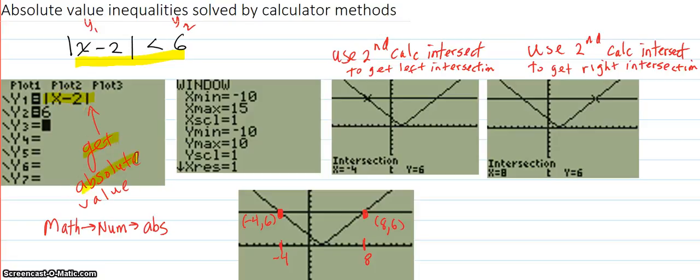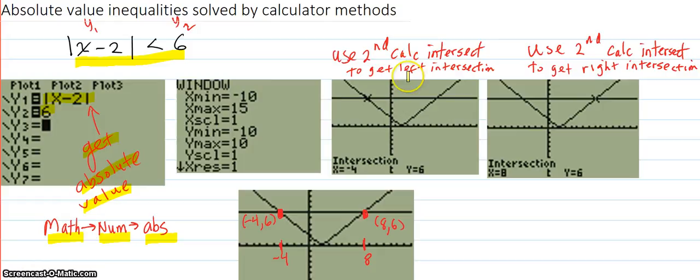You get the absolute value bars by going to the math key, arrowing over to number, and then choosing abs for absolute value. That's how you get the absolute value bars, and then there's a blank space in between, and you fill it in with x minus 2. And then you put the 6 in there. 6 is a constant function, horizontal at 6, which is this one.